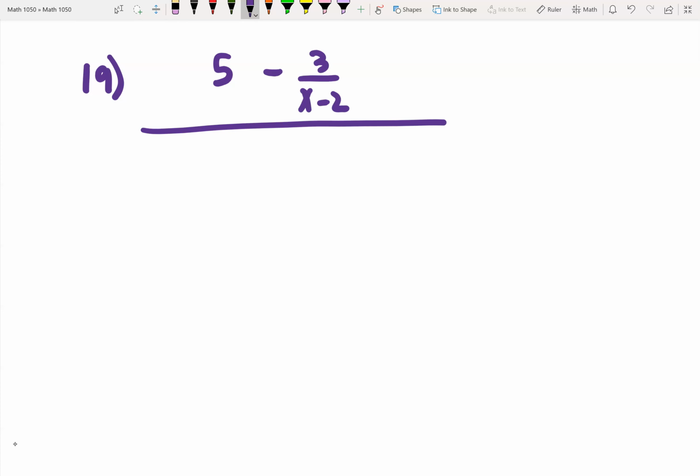Okay, let's do number 19. So take your pencil and make that division bar right there, like just change it so that it looks like mine.